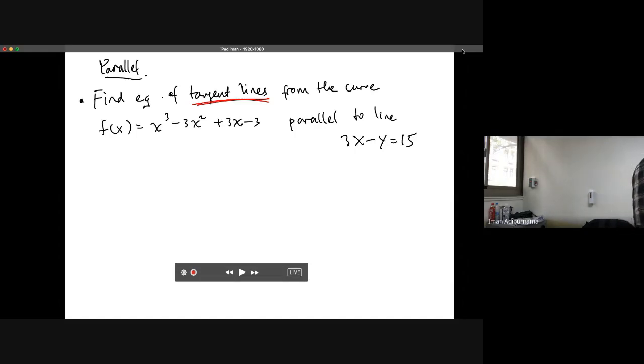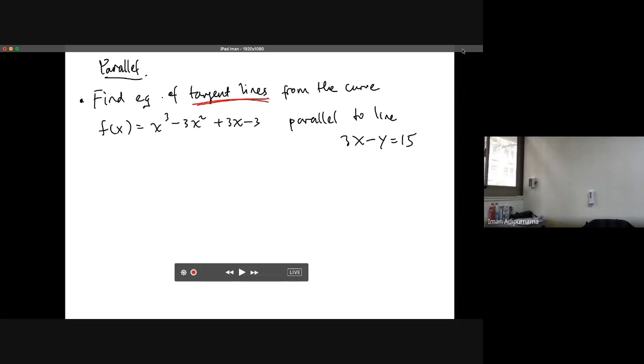Do you know what parallel means? Parallel means having the same gradient. Parallel and also perpendicular are terms that frequently appear in exercises.